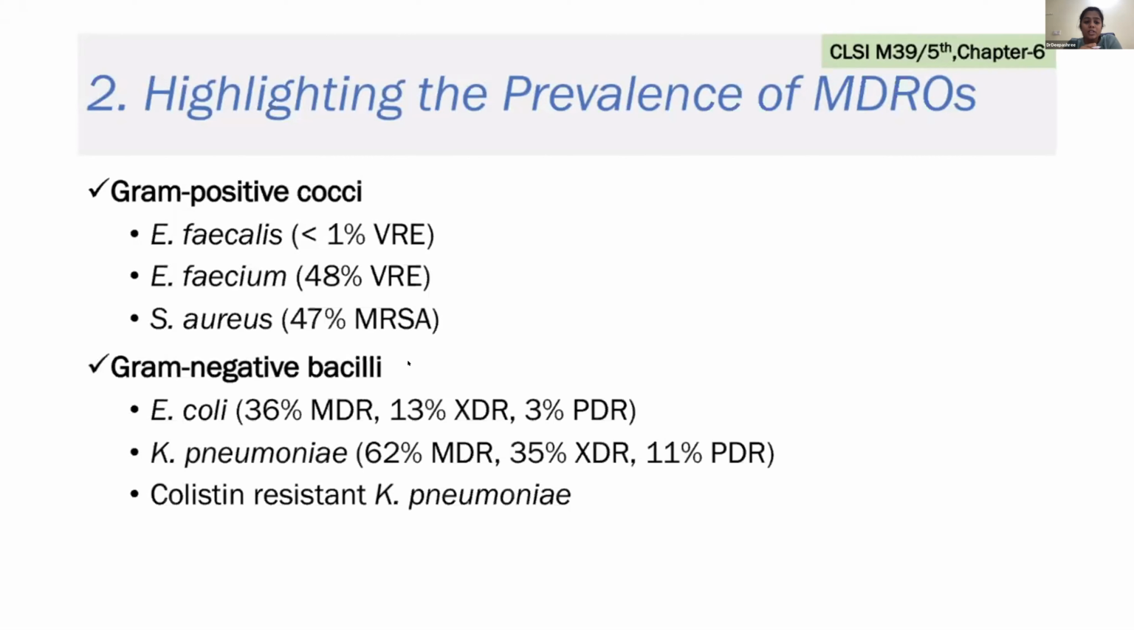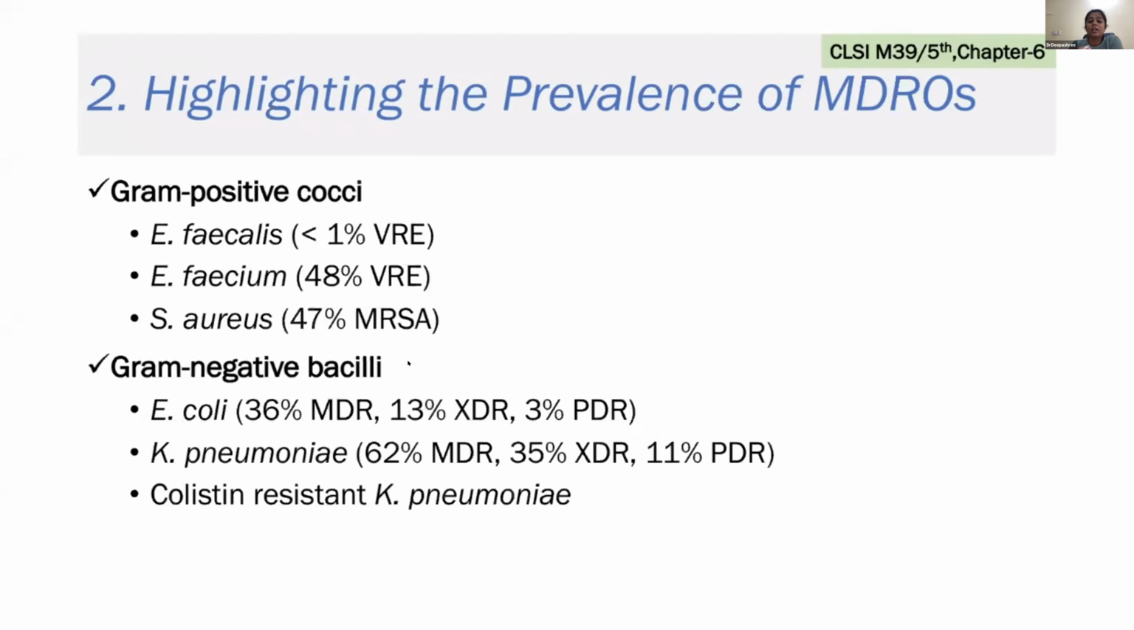Whatever is routinely tested can be included. And when you're taking note of all this, whenever you're collecting data on a day-to-day basis, when you're generating the antibiogram, in the footnote, or you can make a separate table, regarding what is the status of VRE, what is the status of MRSA, what is the status of MDR, XDR, PDR.